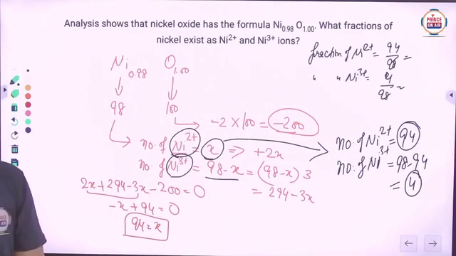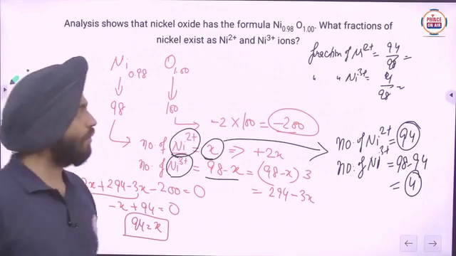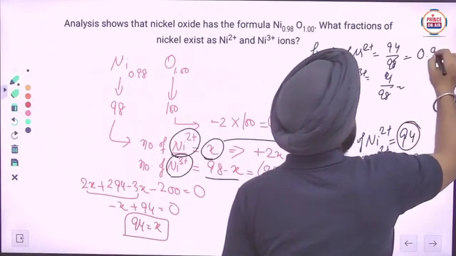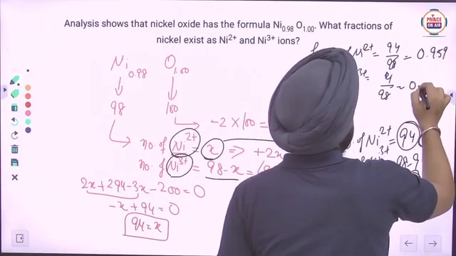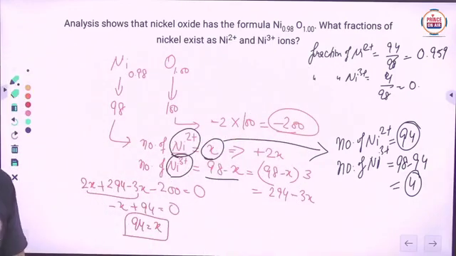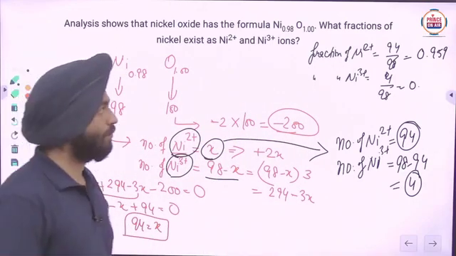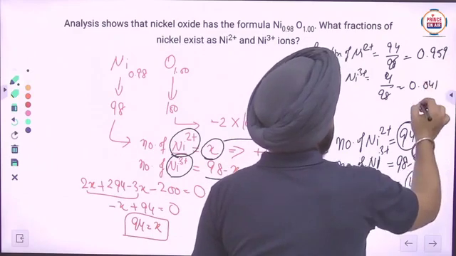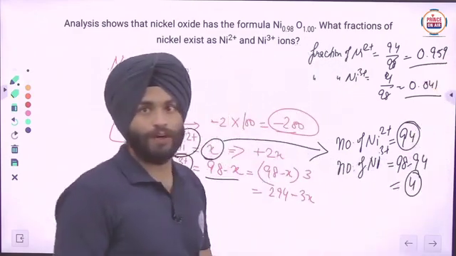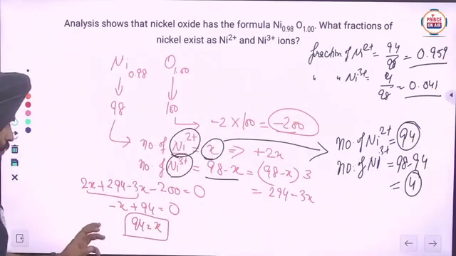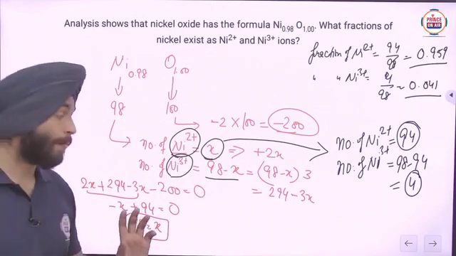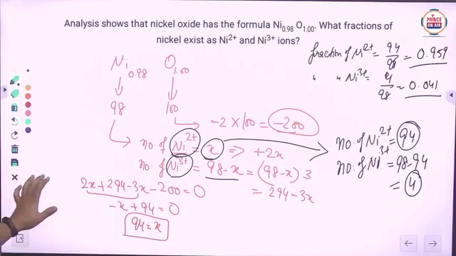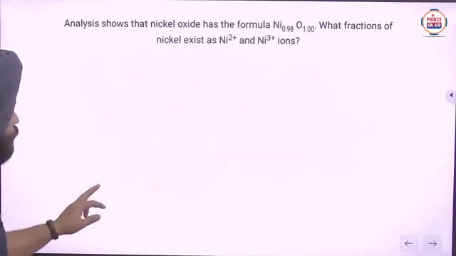The answer I will provide you: it comes out to be 0.959 and 0.041. Okay, so those will be their fractions. Now clear? Is it clear now? So shall we move to the next question?